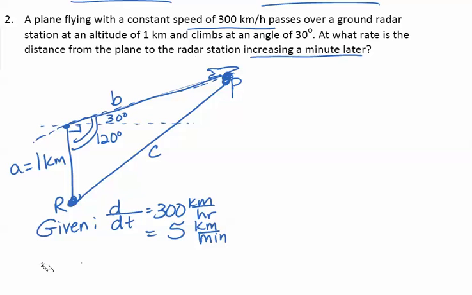And we're not in geometry, we want to find the rate of change in the distance between the plane and the radar station. So that's my variable C. You might have picked a different letter, but whatever variables you choose here. So we're looking for dC/dt. So we need an equation that gives us a relationship between B and C.